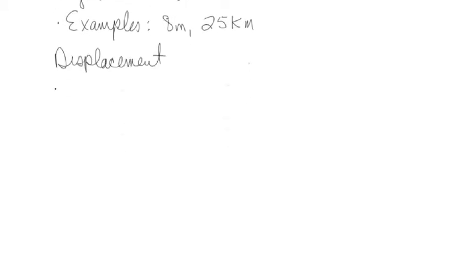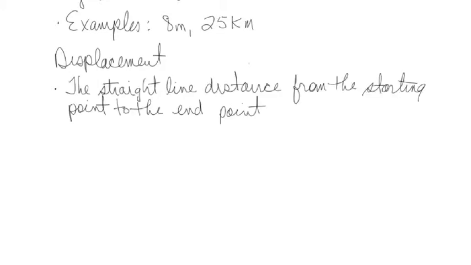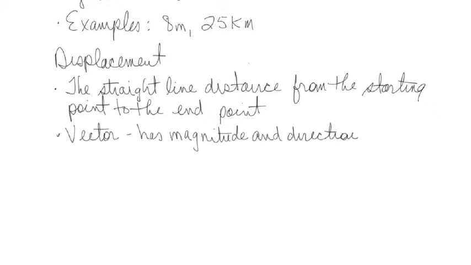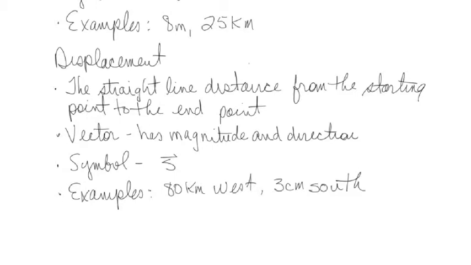Next, we're going to talk about displacement. Displacement is the straight line distance from the starting point to the end point. It is a vector, so it has magnitude and direction. It's given the symbol S with an arrow over it, indicating that it is a vector. And two examples would be 80 kilometers west, 3 centimeters south.